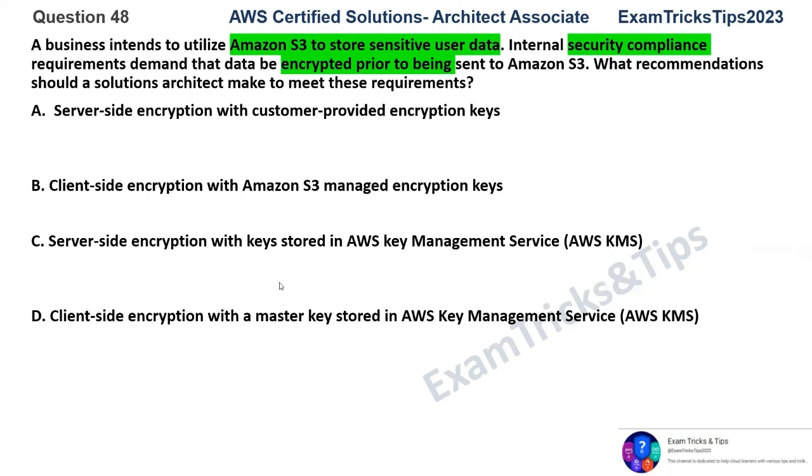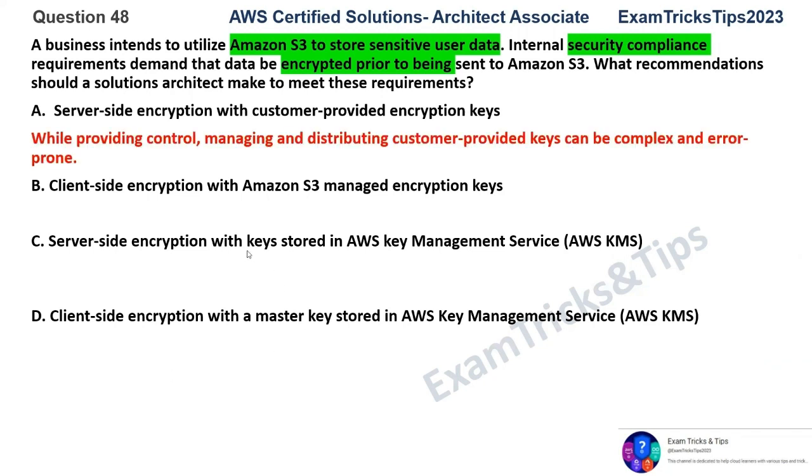Now, option B is a client side encryption as well as option D is client side encryption. But in case of option B, we are using Amazon S3 managed encryption key, which is not a good option. Whereas option D is using the master key stored in AWS KMS. So that's the correct answer. Client-side encryption with AWS KMS master key ensures that data is encrypted before reaching S3, meeting the compliance and offering increased control and portability and privacy. Even if S3 is breached, attackers cannot decrypt data without the master key. So this is the best available option from what we have here.